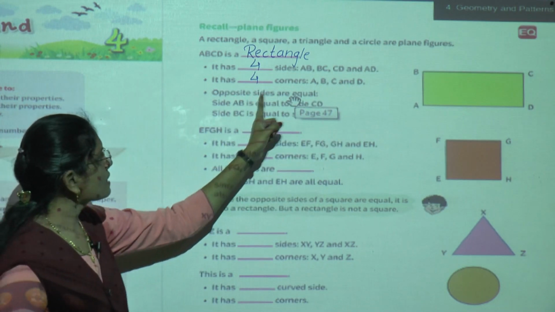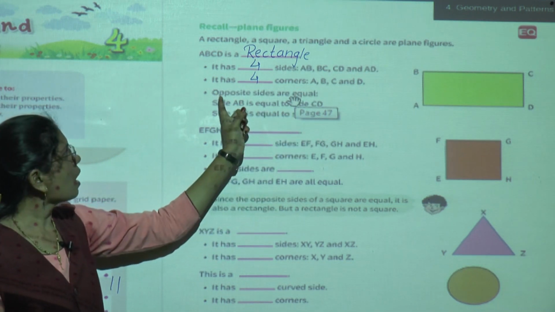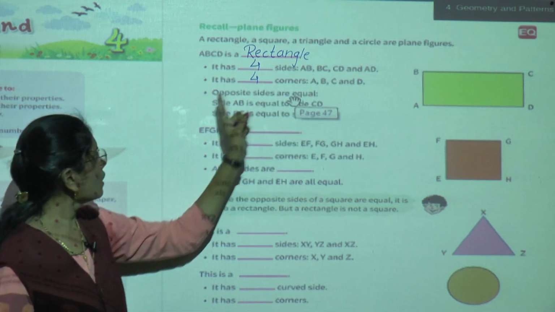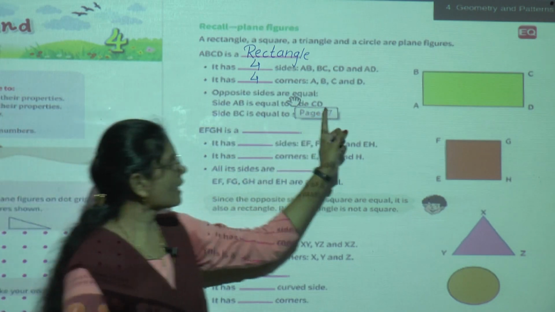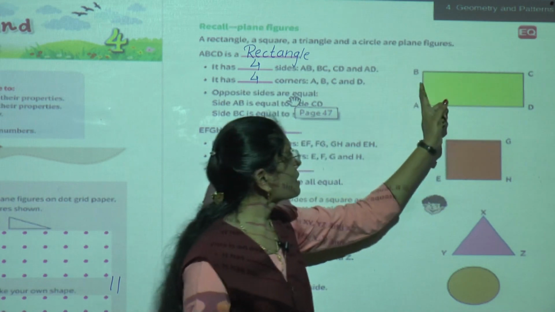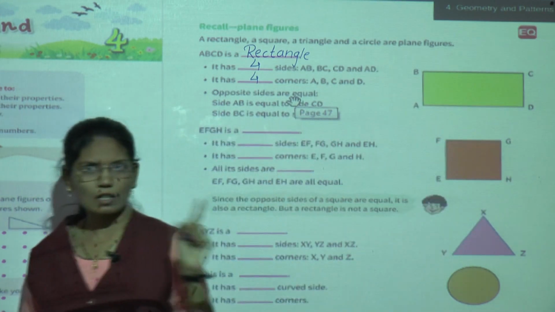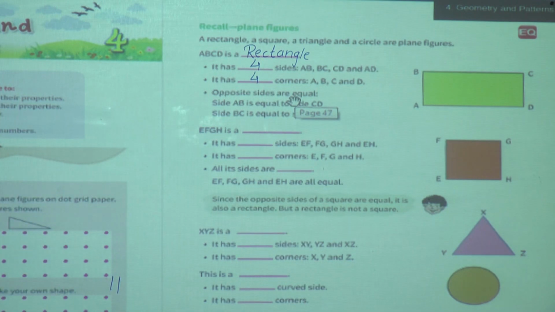Then opposite sides are equal. This is very important. Opposite sides are equal. Side AB is equal to side CD. Just now I told you AB is equal to CD and side BC is equal to side AD. This is about the rectangle. Now we will see the next shape.